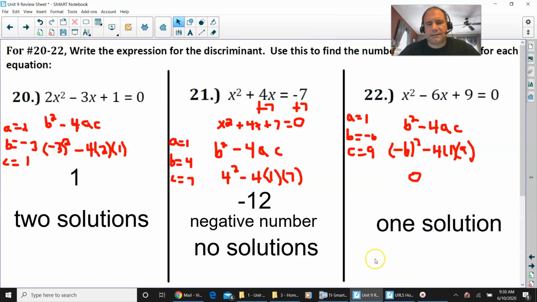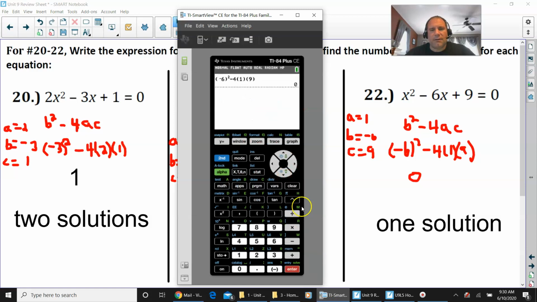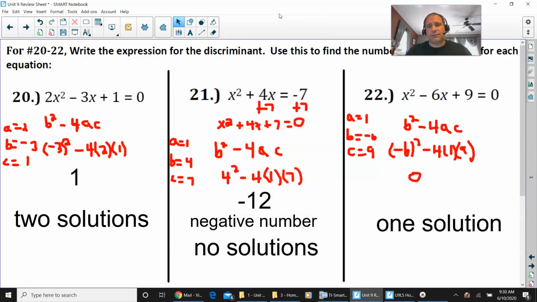And that is that. Just remember, if you go ahead and graph, let me clear this out right away. If you go ahead and graph x squared minus 6x, just to check it, plus 9, and you graph it, it should only touch that x-axis once, and it does. All right, so one solution.